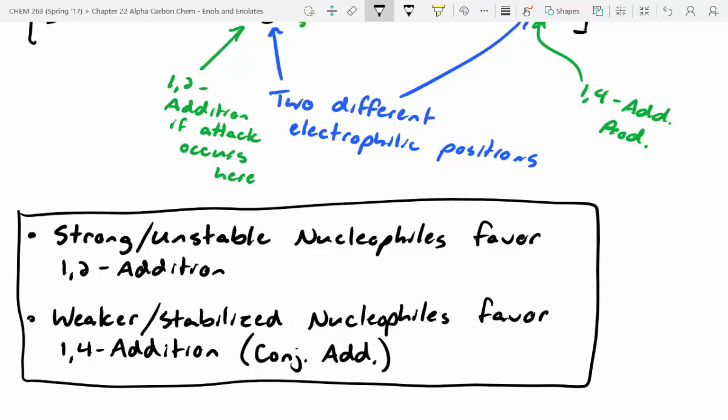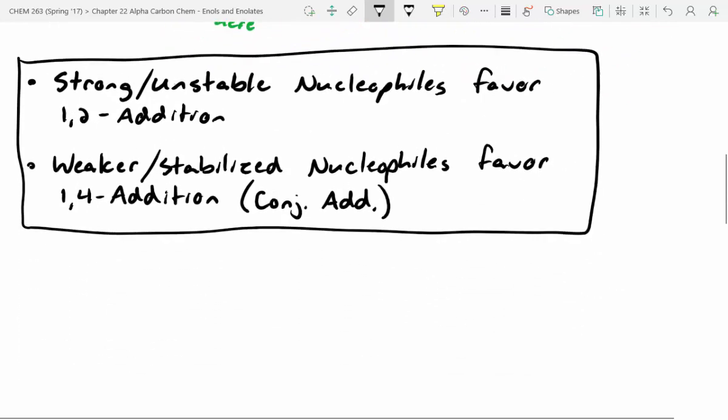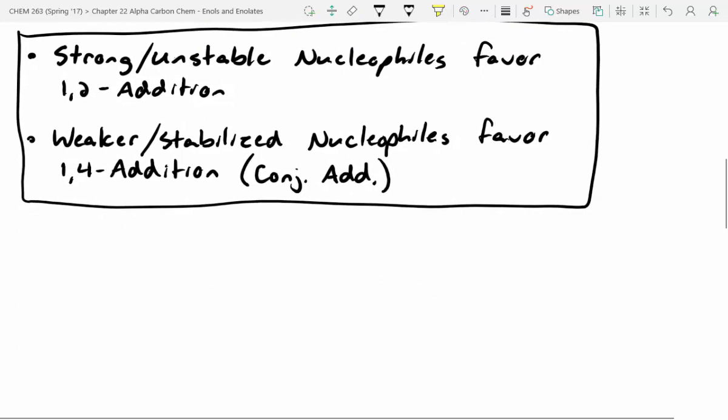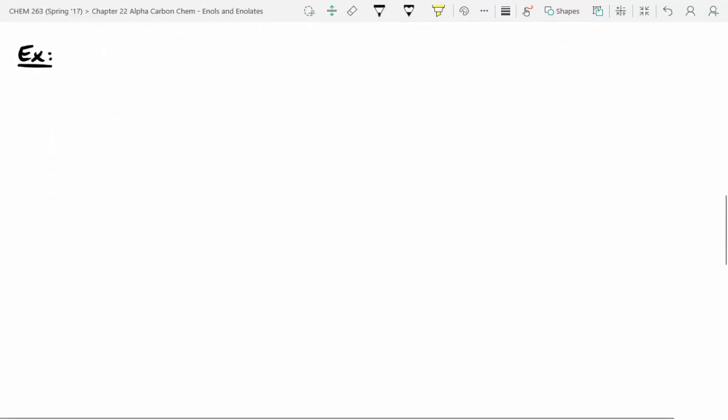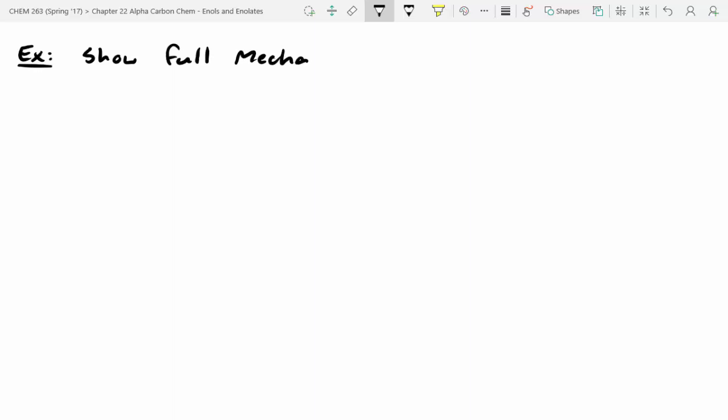All right, so let's take a look at some reactions here. And we'll do a little review. So for the first one, let's show the full mechanism. And we're going to start out with acetaldehyde, sodium hydroxide, and heat.